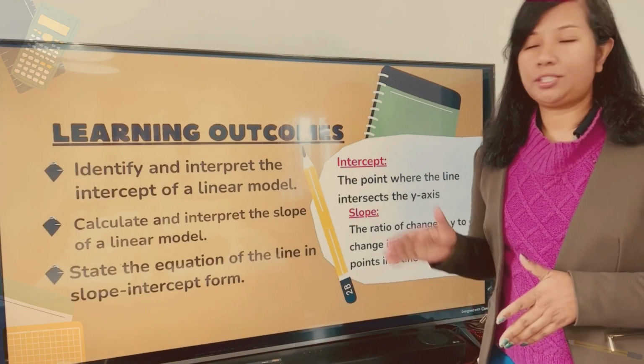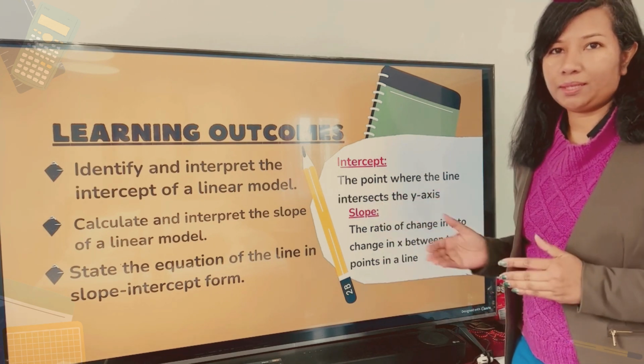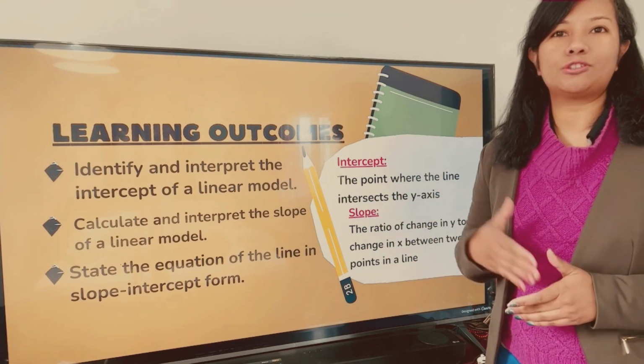In this video, I'm going to teach you math, that is, identify and interpret the intercept of a linear model and calculate and interpret this.